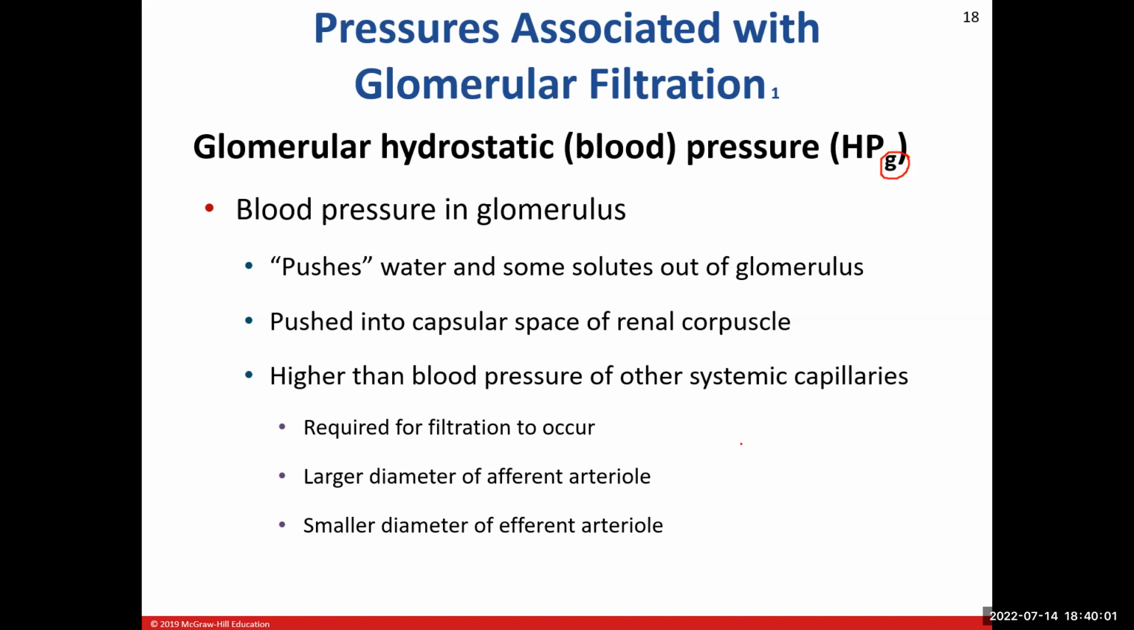So the afferent arteriole is larger. That means, as you know, if you increase the diameter of a vessel, then more fluid can flow through it, and that can increase the pressure there. The smaller the diameter, the less flow, because we've increased the resistance, and then we will decrease that pressure there.